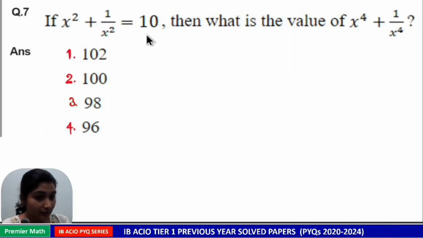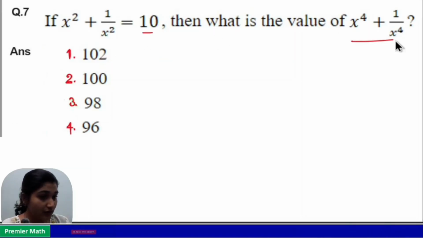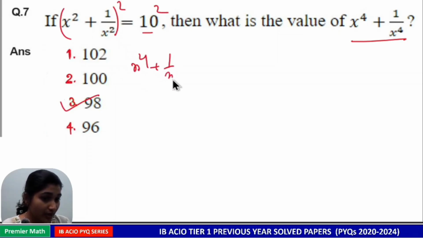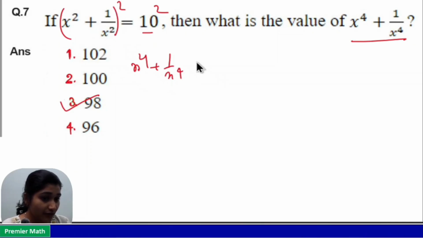If x square plus 1 by x square is 10, then what is the value of x raised to 4 plus 1 by x raised to 4? The answer is directly 10 square minus 2, 90. That is, just take the square of both sides. Then x raised to 4 plus 1 by x raised to 4 plus 2 into x square into 1 by x square, which becomes 2. Transfer the 2 to the RHS. Then RHS becomes 100 minus 2, 98.